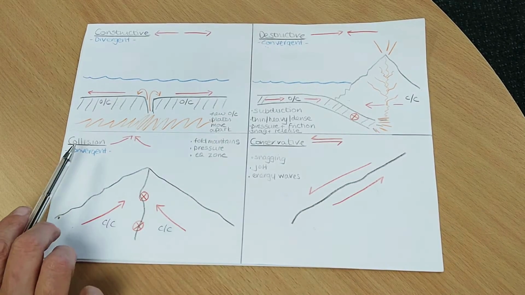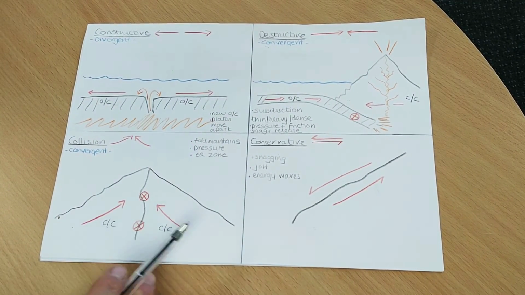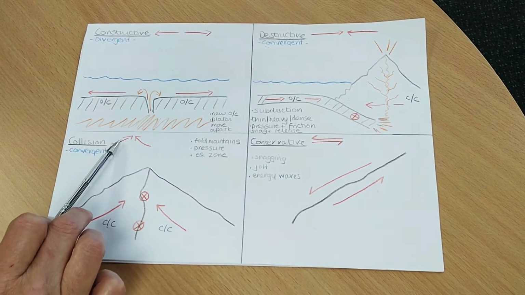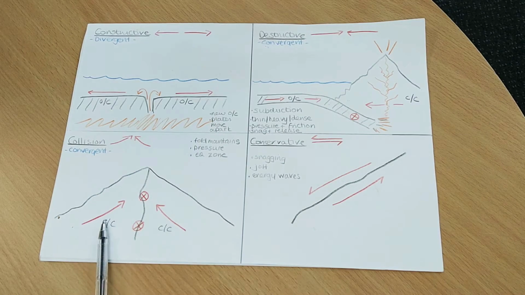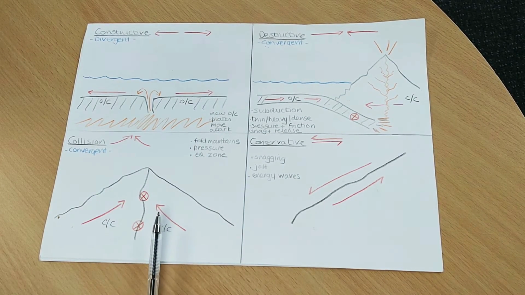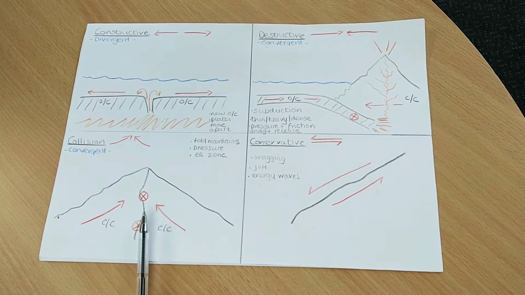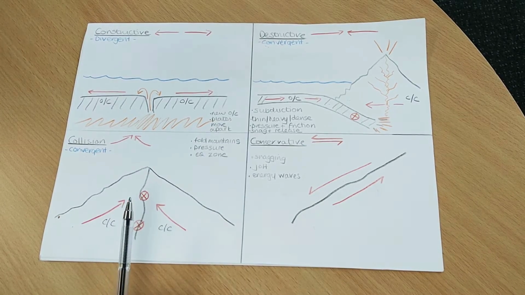Underneath now we've got a collision zone, which is actually also a destructive margin because the 2 plates are being destroyed. It's also a convergent margin because, as you can see, the 2 plates are pushing towards each other. But here the difference is we've got continent and continent colliding. So because the characteristics of both are that they are both buoyant and thick, neither of them are subducted, they're both pushed up. So we end up with a feature called a fold mountain.